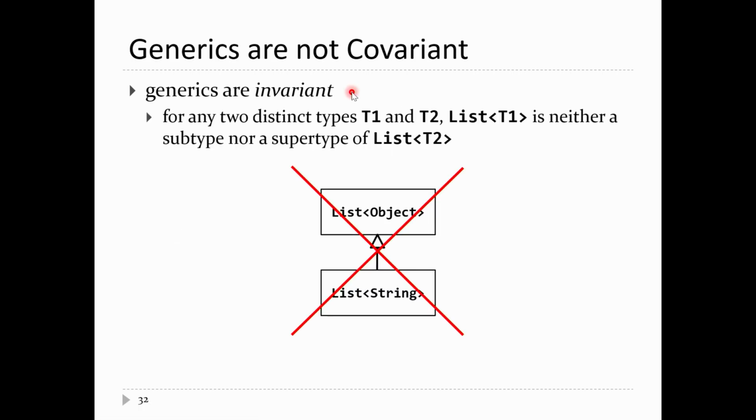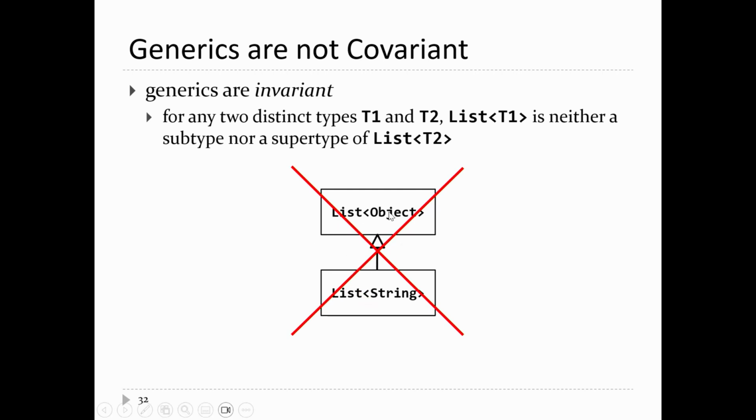When the creators of the language created generics, they decided that generics shall be invariant. So if you have a list of object and you have a list of string, there's no relationship between these two types at all. There's no association, there's no dependency, there's nothing. There's no relationship between these two types.